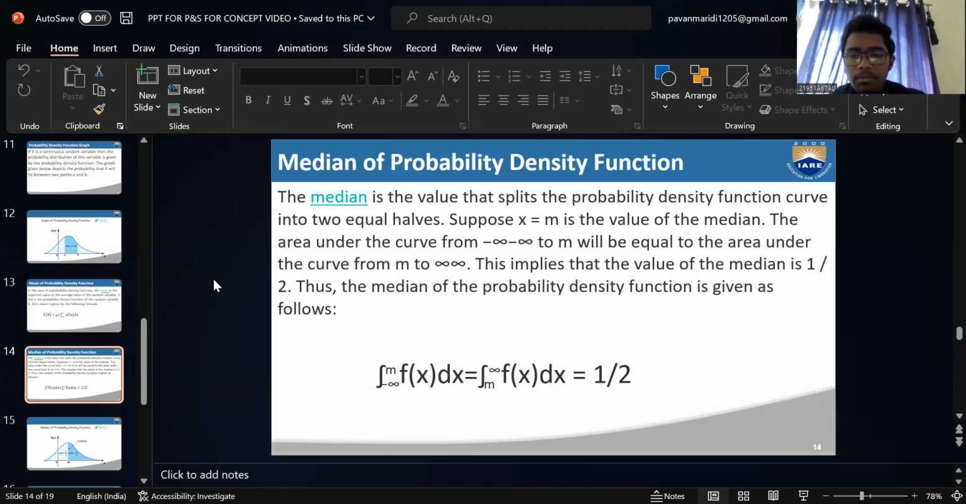Thus, the median of the probability density function is given as follows: integral from minus infinity to m of f of x dx is equal to the integral from m to infinity of f of x dx is equal to 1 by 2. This is the median formula of probability density function.